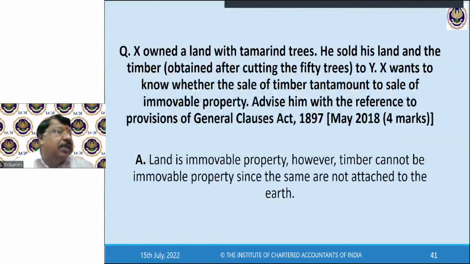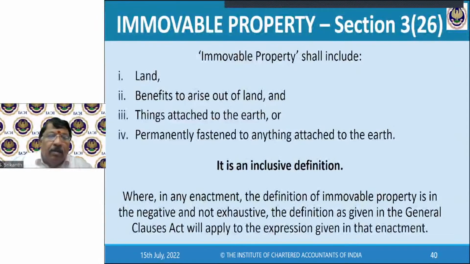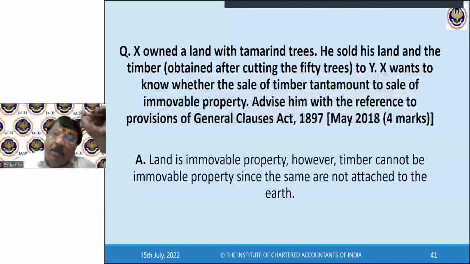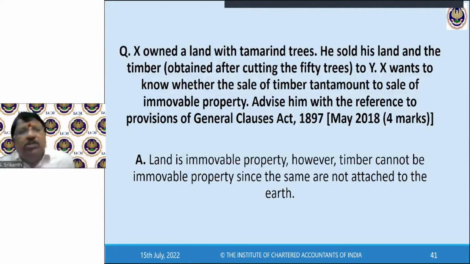Now, Dhyanesh Ingle is asking a nice question. A tree is also attached to earth. So if the same tamarind tree is attached to the earth, then it is immovable property. But in this case, what has happened? The fellow has cut it. Now it is not attached anymore. Timber is goods. For your information, it is not immovable property. It is goods. Sale of goods will come under GST. It won't come under the Transfer of Property Act. Got it? I hope you got the subtle distinction. I'm happy that Dhyanesh asked that question. So there's a subtle distinction between a tree attached to the land and cut timber.